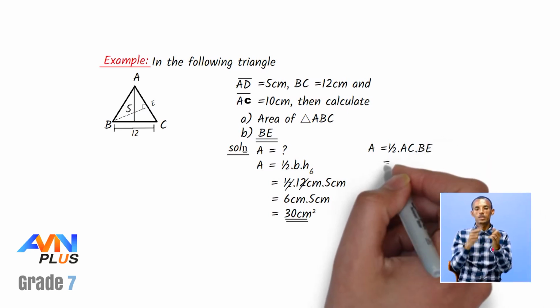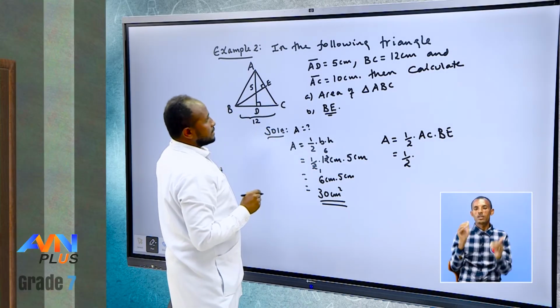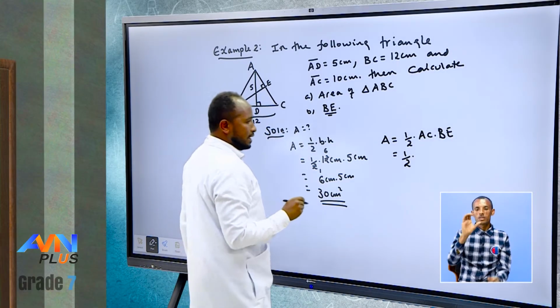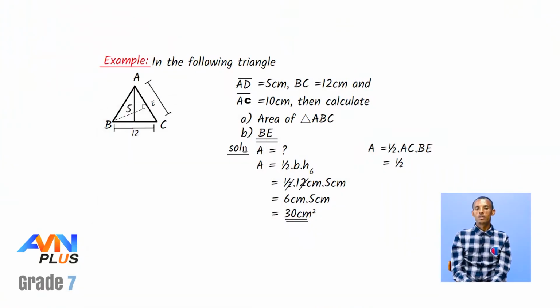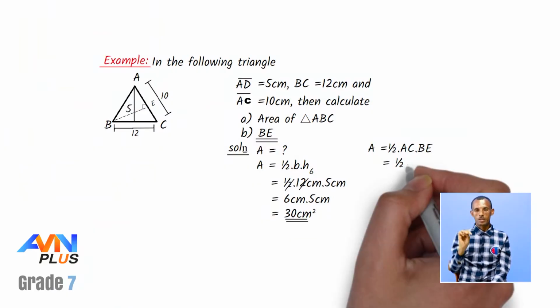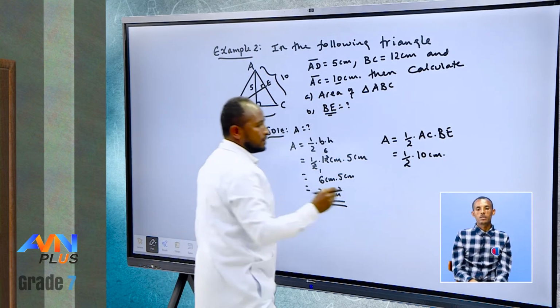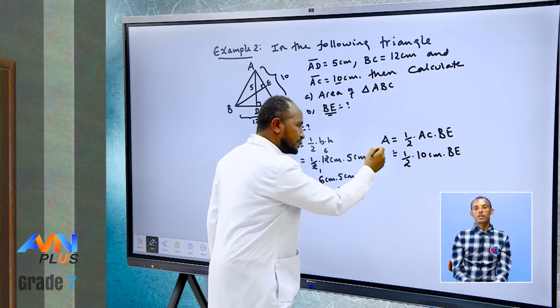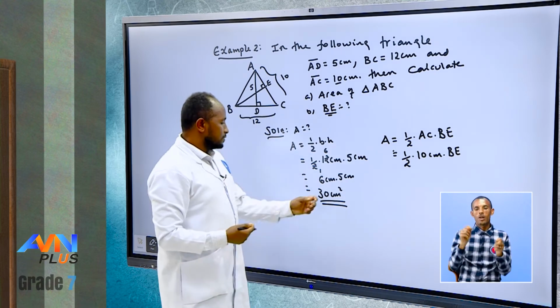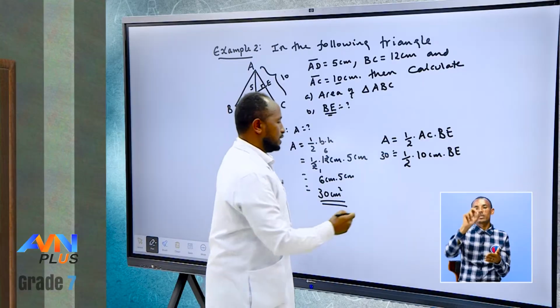So this will be equal to half times AC. AC is given to be 10, so this length is 10 centimeter, times BE. BE is not known; we are asked to calculate it. Therefore, let's assume this is BE itself. But the area of the triangle is known. We have calculated it to be 30, so this area is 30 centimeters square.